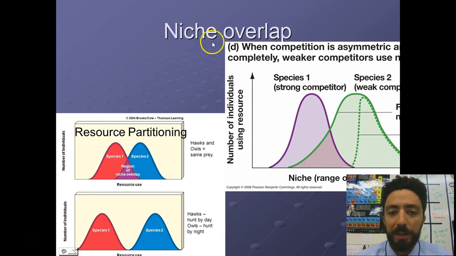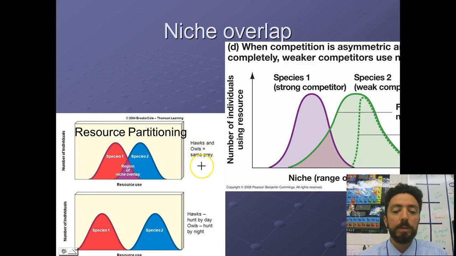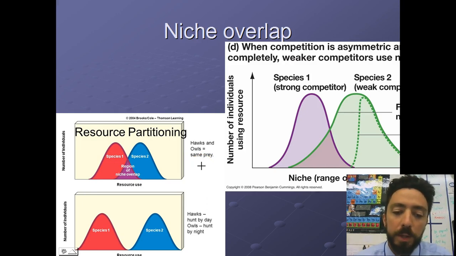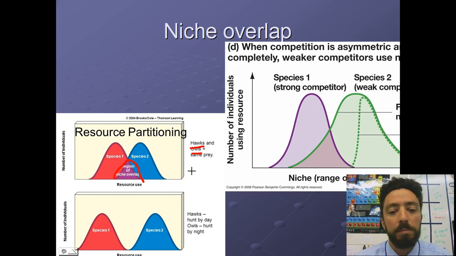The next part here is the niche overlap, and so what can happen here is resource partitioning. So we've got hawks and owls that both feed on the same thing, right? Small rodents, snakes, maybe birds, those types of things. If they both were out hunting at the same time, you would have what's called a region of overlap, where their niche overlapped, where the hawks and the owls would be competing for the same set of rabbits or the same set of birds. And that competition is not good for either party in this case, right?